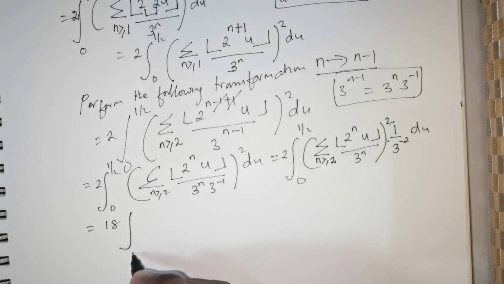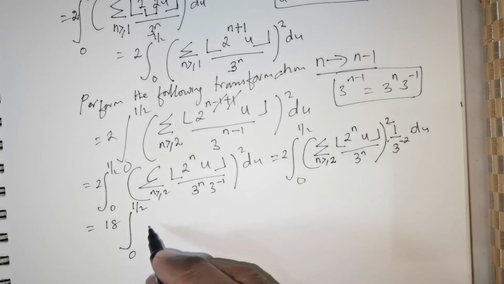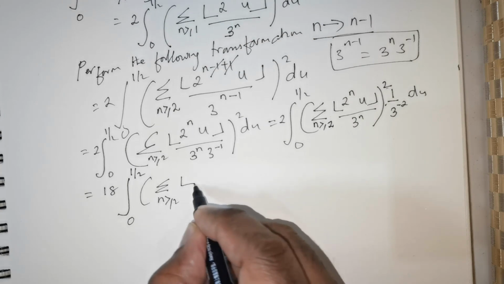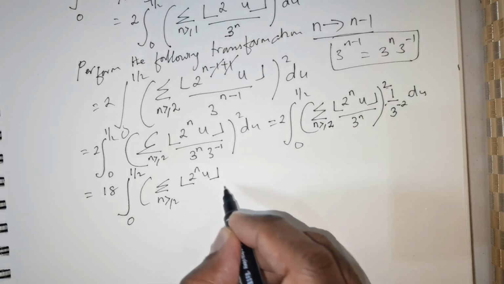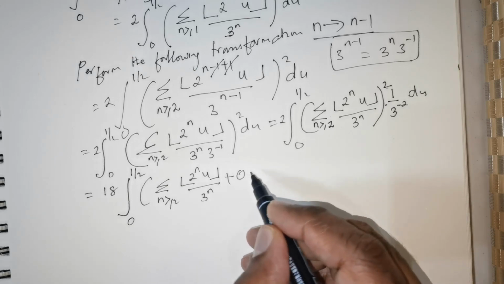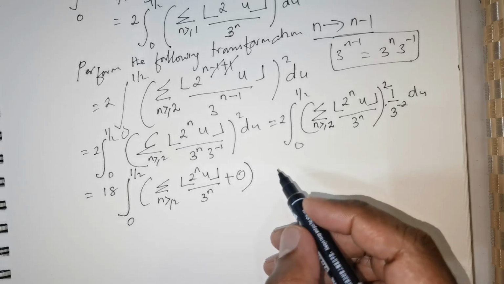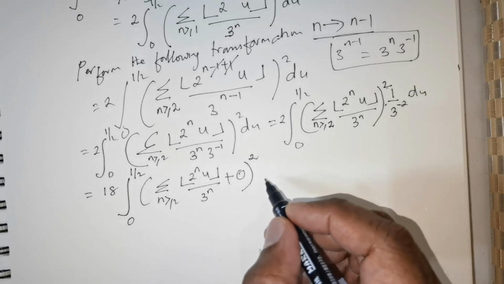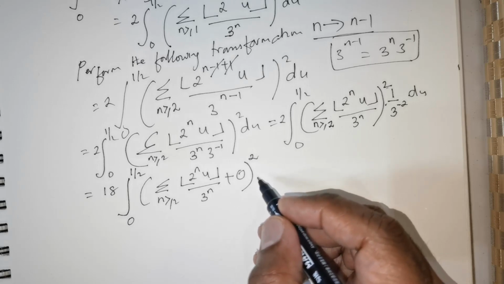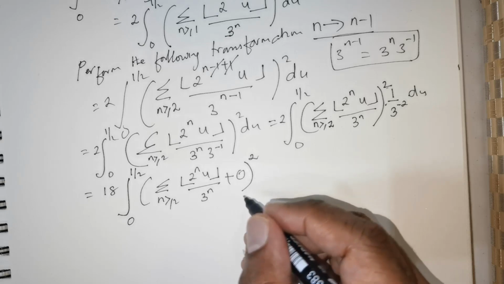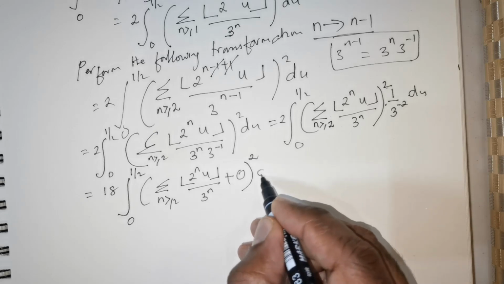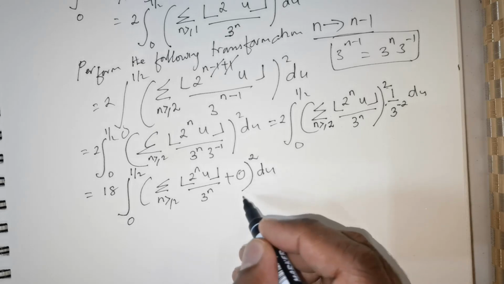integral 0 to 1 over 2 of sigma n greater than or equal to 2 floor of 2 raised to the power of n times u divided by 3 raised to the power of n positive. Now I'm going to add a 0. It's okay to add 0 because it's not going to do any harm. Of course, for the naked eye, adding or subtracting 0 does no harm. But for people who are good in problem solving, adding a 0 is actually the all important thing that is needed to solve the question. So having mentioned that, let me show you what happens when I added 0 here.